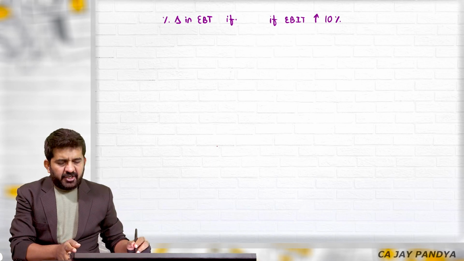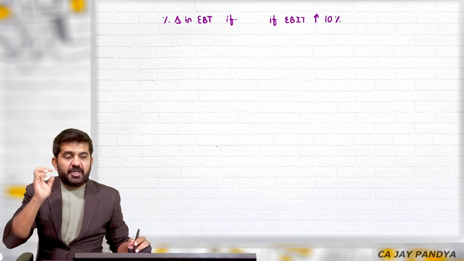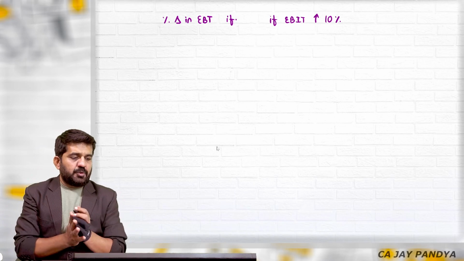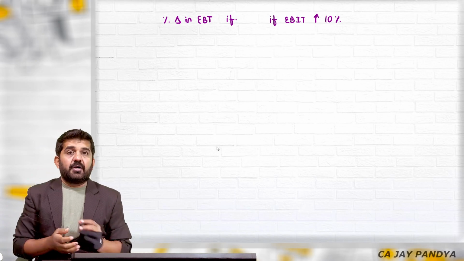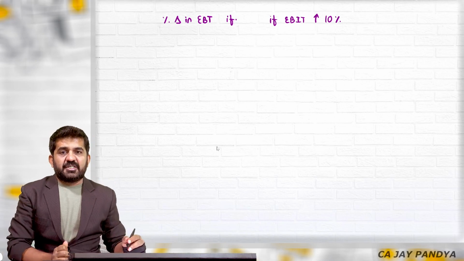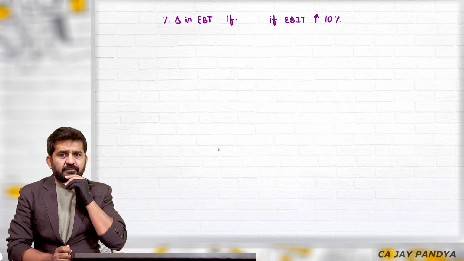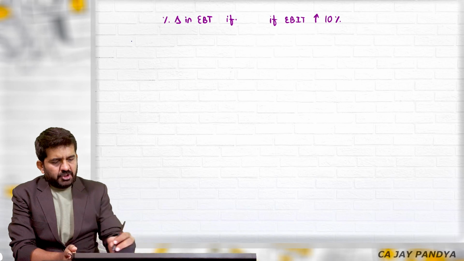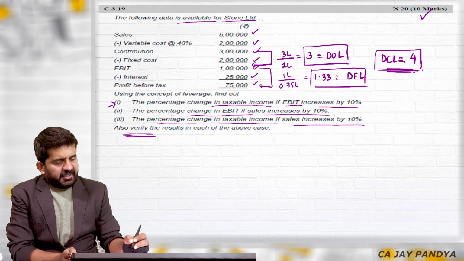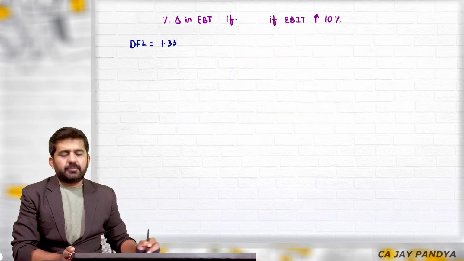Any student give me a fast answer: which leverage can I use to find this out? I don't want the answer, I want which leverage will be important in finding out percentage change in EBT if percentage change in EBIT is given. It will be financial leverage. Degree of financial leverage is 1.33. We have already found it out.